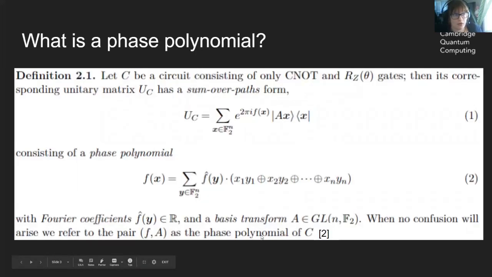So what is a phase polynomial? Well, a phase polynomial is a class of quantum circuits that only consists of CNOT gates and Z rotations. So these circuits have the property that their unitary matrix has a sum over path form with only two variables, the function f of x and the basis transform A.